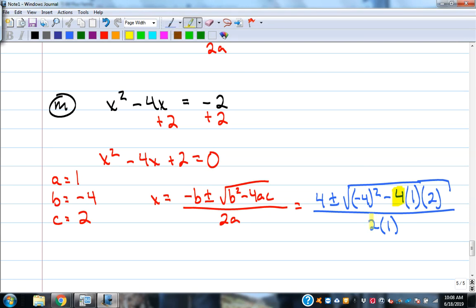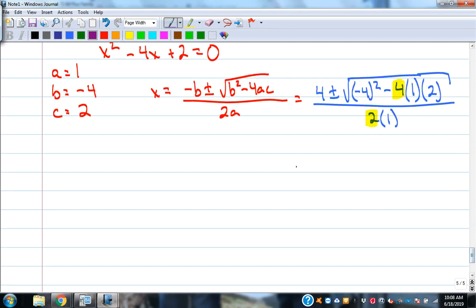This 4 and this 2 are always in the formula. Those never change. Everything else comes from your equation. Okay. Now we're going to work that out.